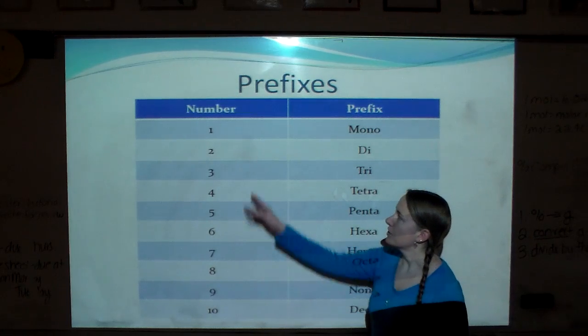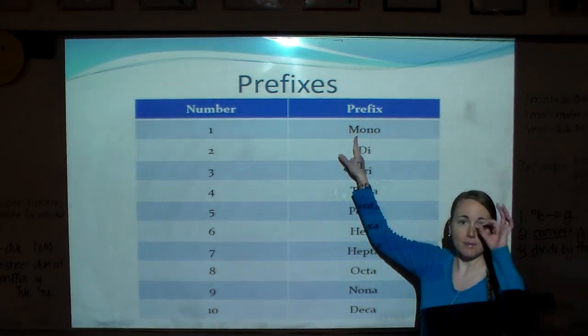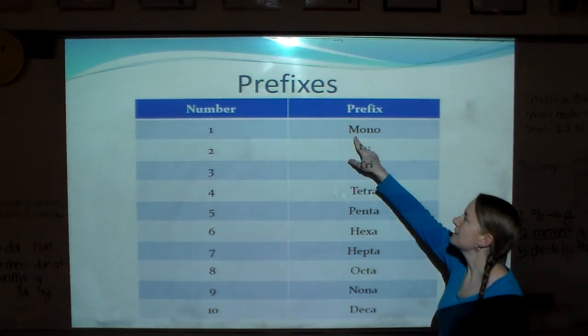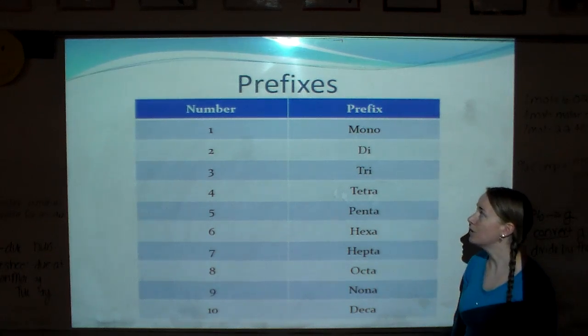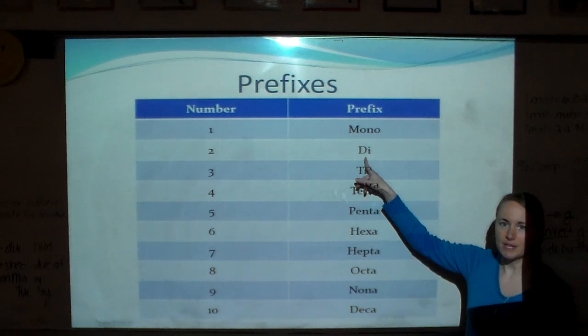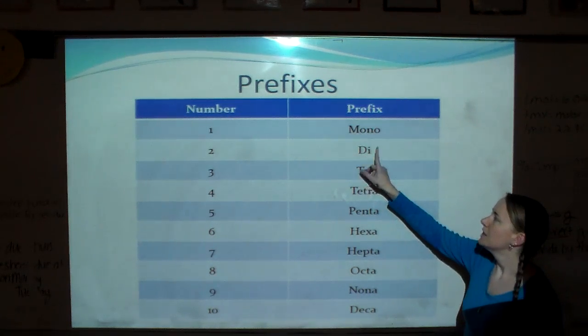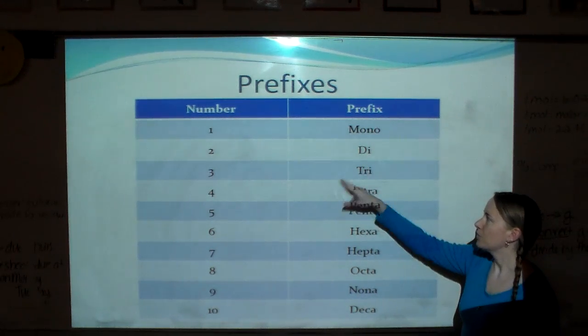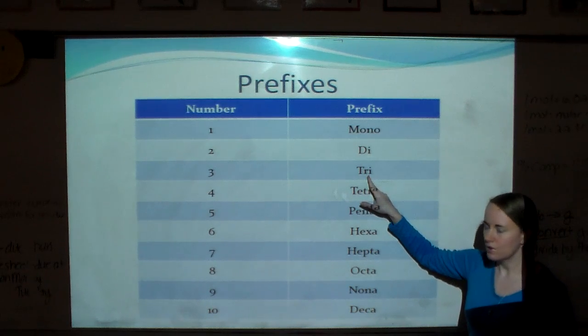All right, so let's look at what the prefixes are. One is mono. Think about a monocle, one eyeglass. Mono means one. Two is di. We've already learned the 7 diatomics. That means there are 2 atoms. So di means 2. 3 is tri, triangle.